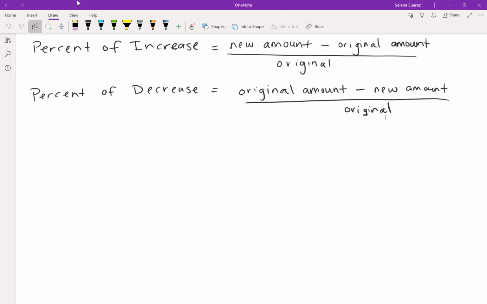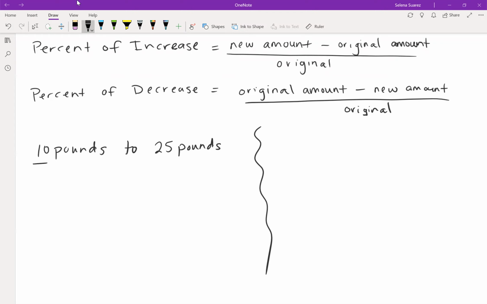Okay. I'm going to go over two different examples. So the first example says 10 pounds to 25 pounds. Okay, so in this example, you start at 10 pounds, and you go to 25 pounds. So looking at the two formulas that I have here, it's either going to be this one or this one. One's an increase and one's a decrease. If you're going from 10 to 25, the number is increasing, right? So that means that I'm going to be using the first formula, okay?